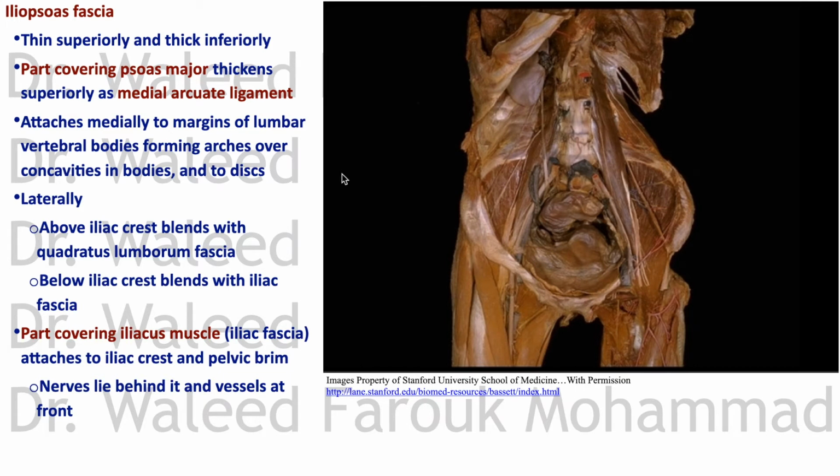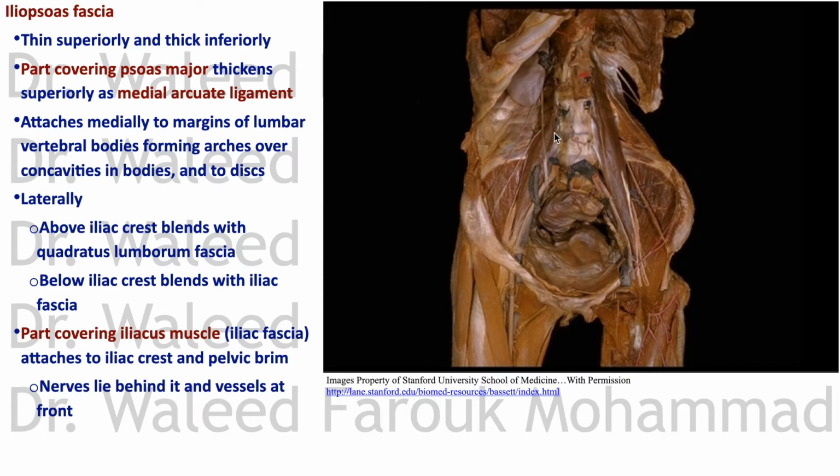Now if you go down, in the ventral aspect of the posterior abdominal wall, meaning this region, there is the iliopsoas fascia. The iliopsoas fascia, from its name, covers the iliacus muscle and the psoas major muscle. The part covering the psoas major thickens superiorly as the medial arcuate ligament, not with an N, with an L, medial arcuate ligament. Remember that when we discussed the origin of the diaphragm and the vertebral bodies.